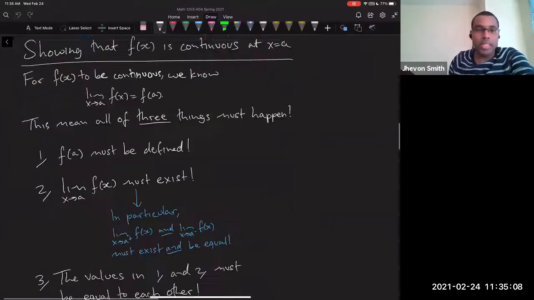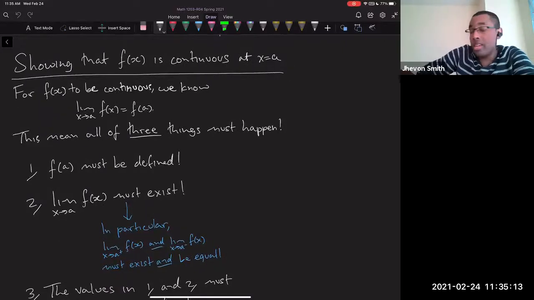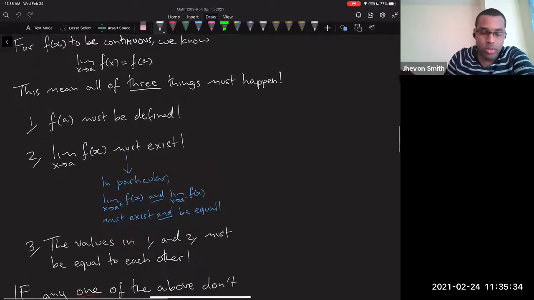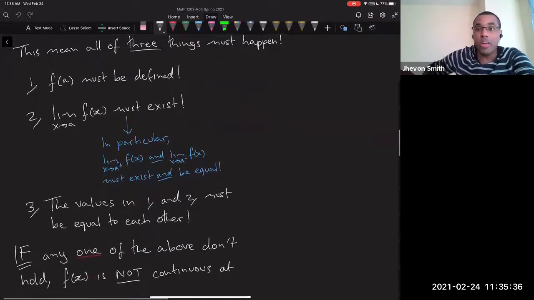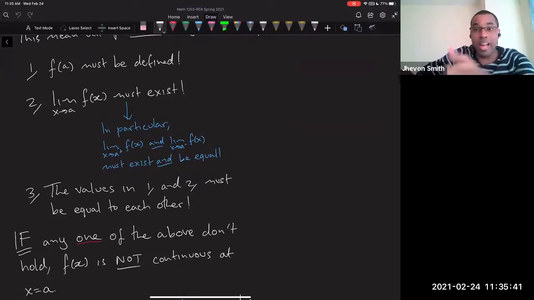As far as showing something is continuous, I want you to remember that there will be 3 things that I would expect you to be able to show. So if I give you a random function and I ask you, where is this function continuous? Or show me this function is continuous, I expect you to go through these 3 steps in some way, shape, or form. The 3 things that must happen in order for that equation to be fulfilled is that the function must be defined at the point of interest, the limit must exist at the point of interest, and the value of the limit and the value of the function need to agree.